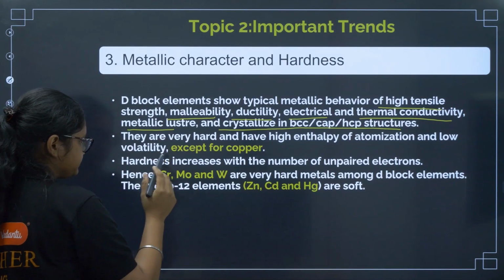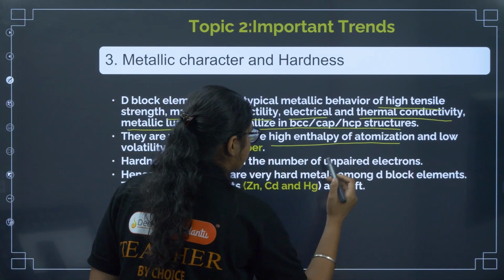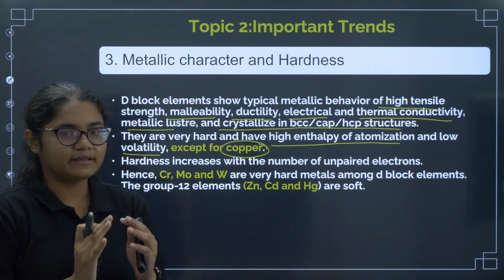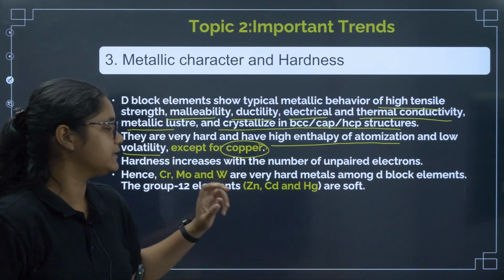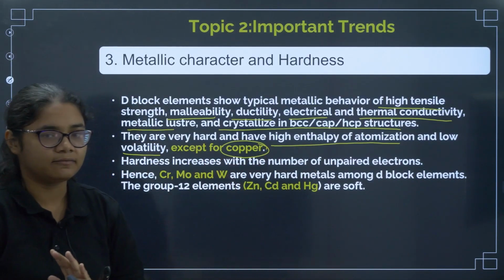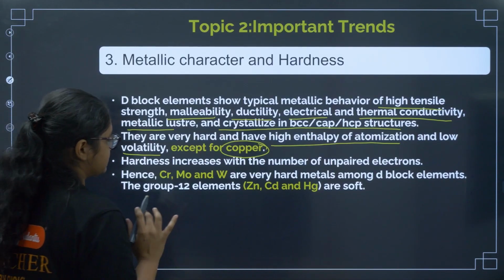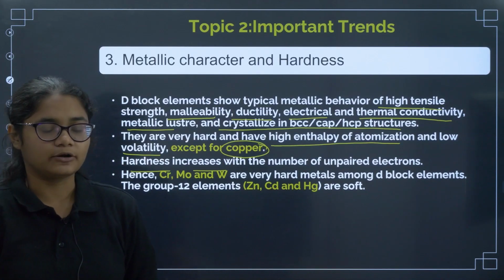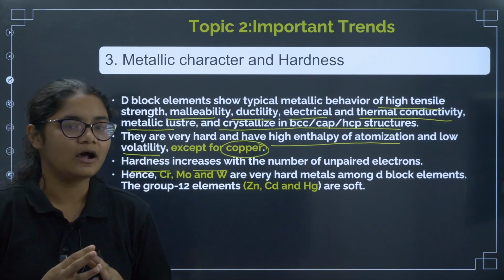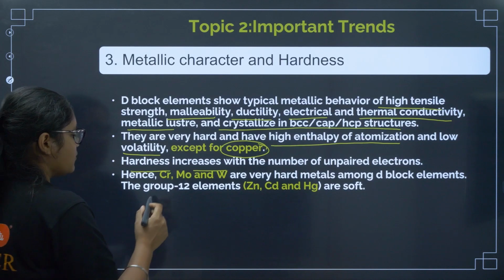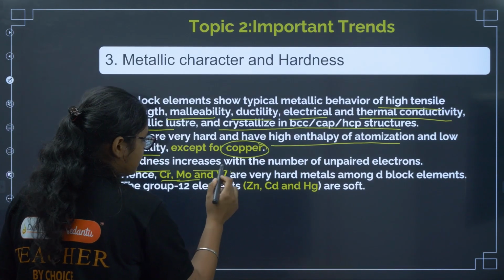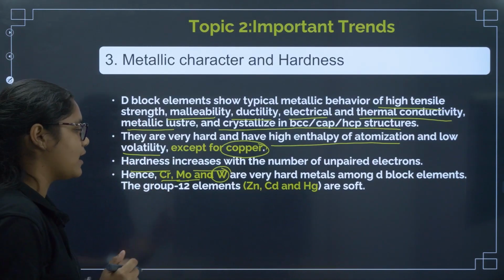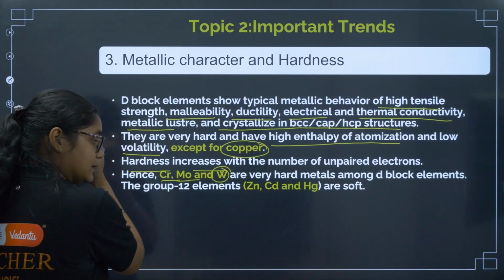Here it is important. They are very hard and have high enthalpy of atomization and low volatility, except copper, right? Copper has 3d10 electronic configuration, so the metallic bonding is very weak, and that is why its enthalpy of atomization is very low. Now hardness increases with the number of unpaired electrons. So the more unpaired electrons, the more metallic bonding and the more hardness of the metal. Now as you see, chromium, molybdenum and tungsten have the highest number of unpaired electrons, so they are the hardest metals, and they also have very high melting and boiling points.